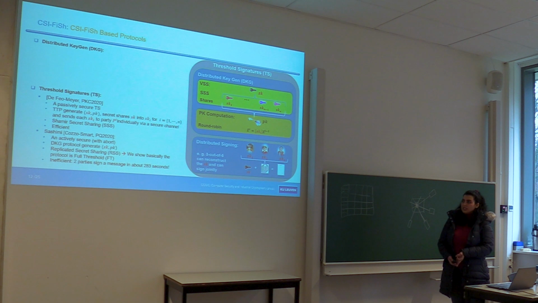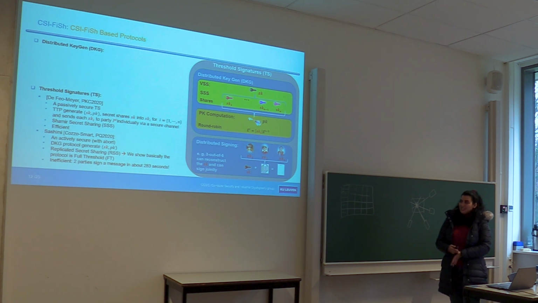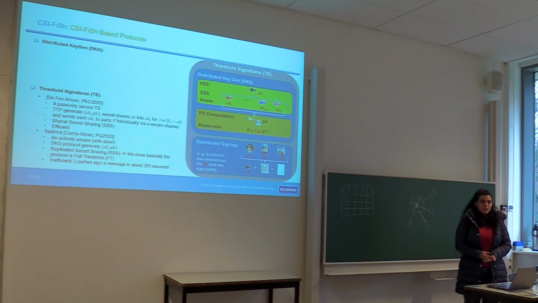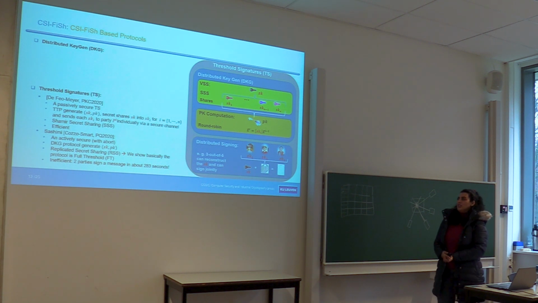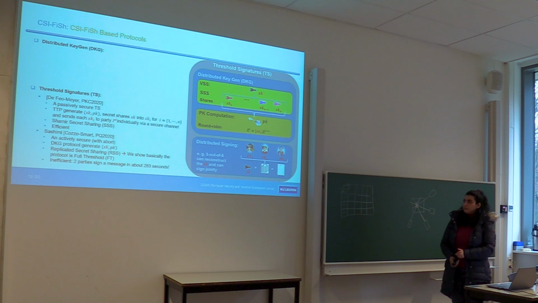The second threshold signature is Sashimi, which is actively secure, but the paper says it uses replicated secret sharing, but we show that it is full threshold secure, actually, not threshold secure. And then it is inefficient because when 2 parties are going to sign a message, they need almost 5 minutes to sign a message.